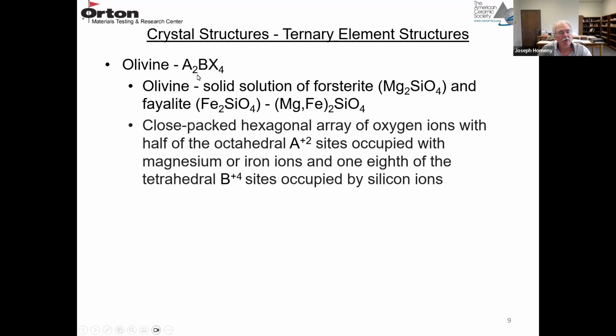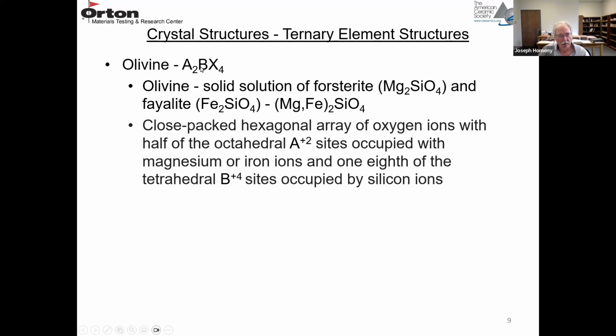Olivine is another refractory material, A2BX4. And olivine is a magnesium silicate, Mg2SiO4, that's forsterite. This is a refractory material by itself, but it's also a small phase, a small amount of forsterite is in MgO type refractories. But natural olivine is actually a solid solution of forsterite and fayalite.